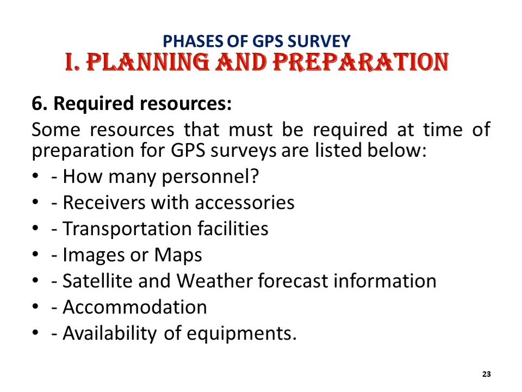And the last factor is required resources, the resources required at the time of preparation for GPS surveys, listed below. As mentioned earlier: how many personnel, receivers with accessories, transportation facilities, images or maps whether available or not, satellite and weather forecast information, accommodation, and availability of equipment. All these factors have to be noted in the planning process. In the planning phase itself, we saw all these 6 factors, and all of them have to be considered when you do the planning phase.